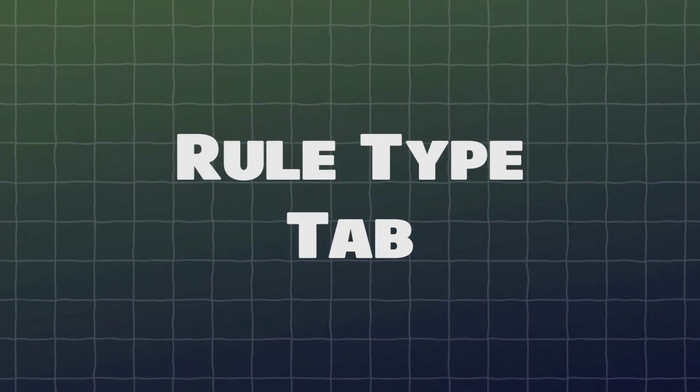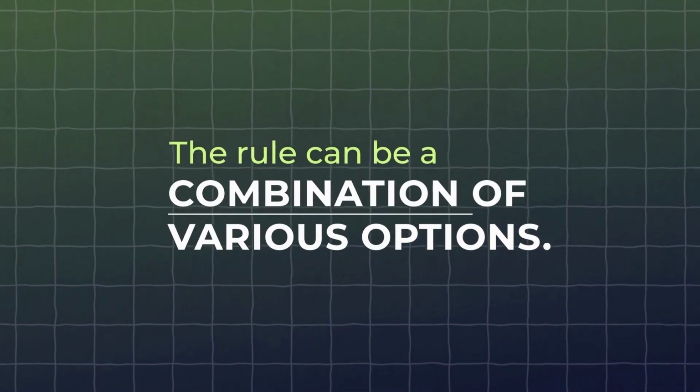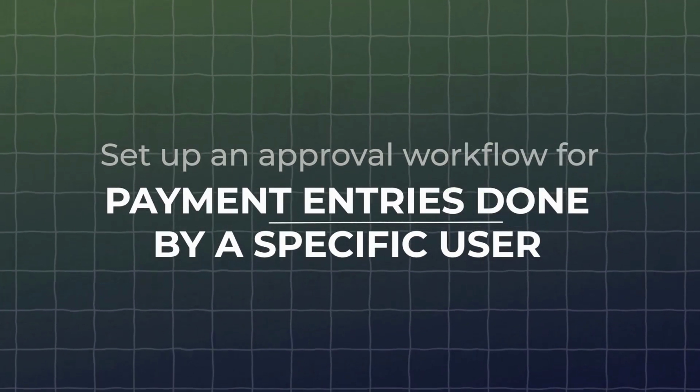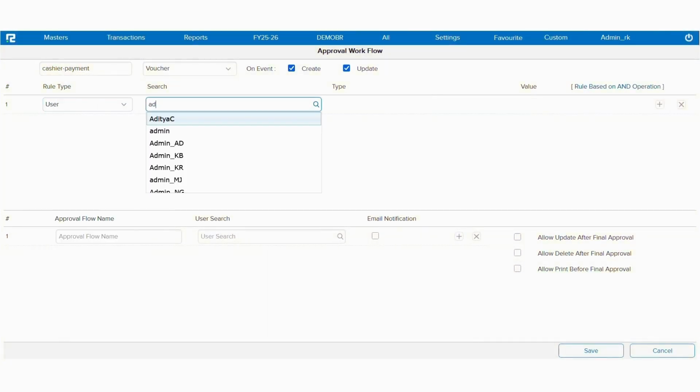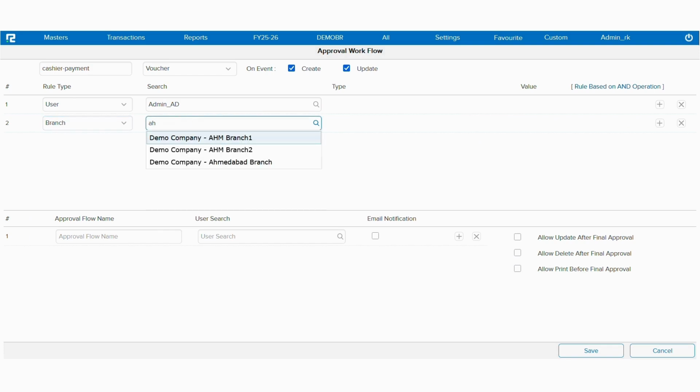Next, move to the Rule Type tab. The rule can be a combination of various options. Let's set up an approval workflow for payment entries done by a specific user. Select the rule type as User. Tag the user on whom you want to impose the workflow. In the next row, set the branch where this workflow shall apply.